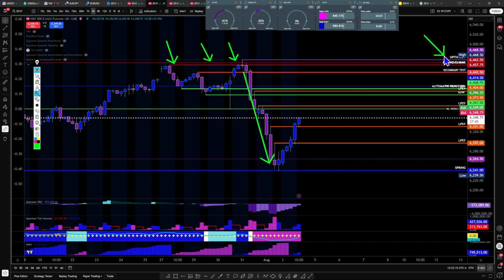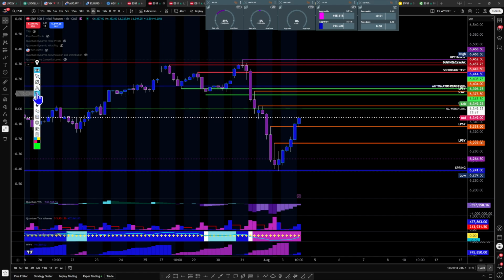So I have all these labels up here: Upthrust, buying climax, that's the automatic reaction. That was a sign of weakness right there. We had the Upthrust, phase E breakdown. And while we were having the phase E breakdown, we had multiple LPSYs, right? So those are the last points of supply, right?